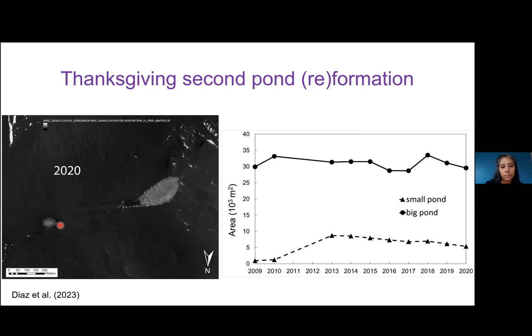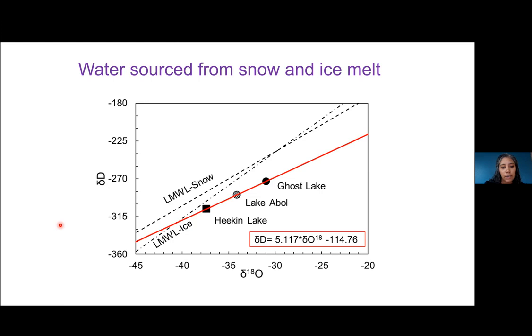So we collected some water samples from these sites. Here we're looking at delta deuterium and delta O18 of our water isotopes to look at water source. Someone had suggested initially that maybe it was just coming from thawing ground ice. In fact, what we see is that if we plot our samples along the local meteoric water line for ice and the local meteoric water line for snow, they plot just beneath, on this straight line of evaporation. Right where we have Ghost Lake with this strong evaporative signal, Lake Abel slightly less, and then our Heekin ponds, which are a little bit newer, fresher. So this suggests that our water, as we thought, is indeed sourced from snow and ice melt at higher elevations.